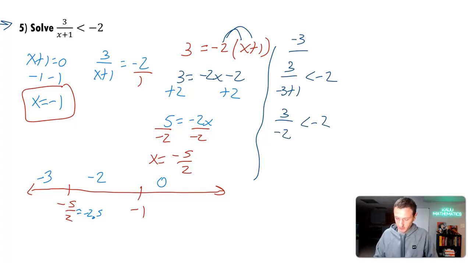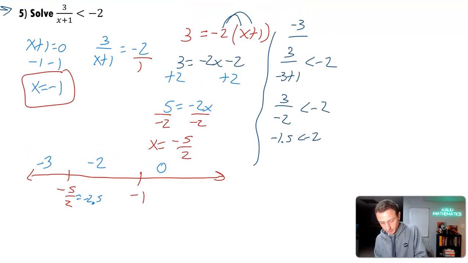So if you're looking at the fraction of 3 divided by -2 and you're like, I'm not really sure if that's less than -2, just type it in your calculator. 3 over -2 is -1.5 less than -2. That is false. -1.5 is greater than -2 because -1.5 is closer to 0. So that's actually a false statement. So no, it does not work.